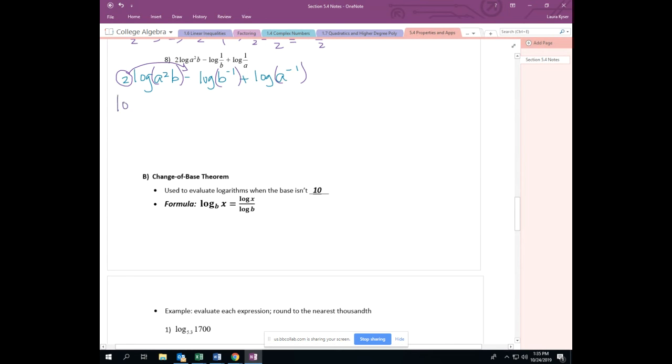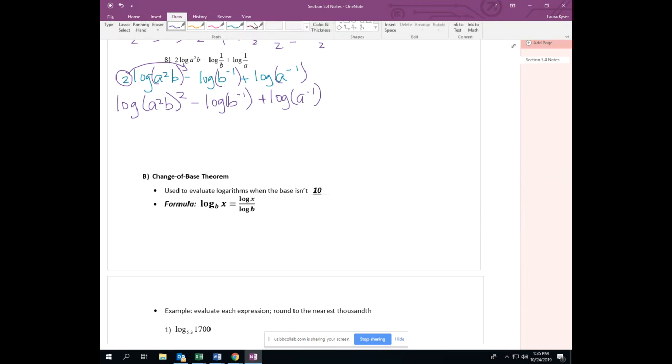And when we have log base, I keep saying base. There's no base this time. It's 10, so it's just a common log. Log of a squared b, the whole thing is squared, and that makes it a little bit more clear. Minus log of b negative 1 plus log of a negative 1.